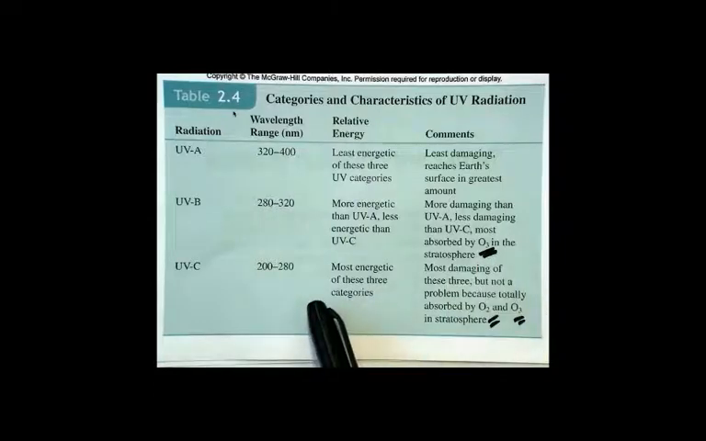And then the highest energy ultraviolet radiation is 200 to 280. That's the most energetic of the three categories. Therefore, it's the most damaging. Fortunately, almost no UVC, or no, I should not say almost, but no UVC makes it to the surface of the Earth because it is absorbed by oxygen, molecular oxygen, and ozone, and other molecules in the atmosphere before it makes it down here.